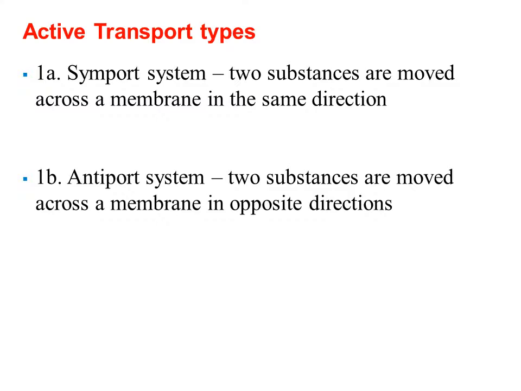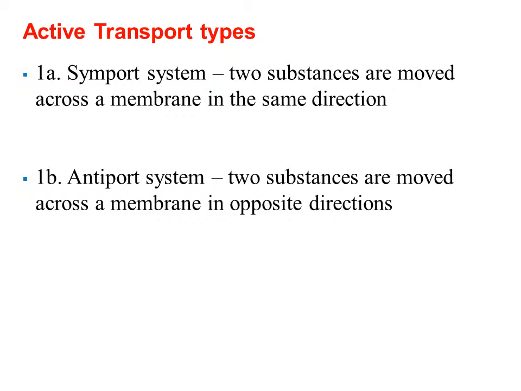Active transport has many types. The first 2 types we'll look at are called symport versus antiport. Symport system is when 2 substances are moved across the membrane in the same direction. If we move sodium and chloride outside of the cell at the same time, then that would be a symport system.